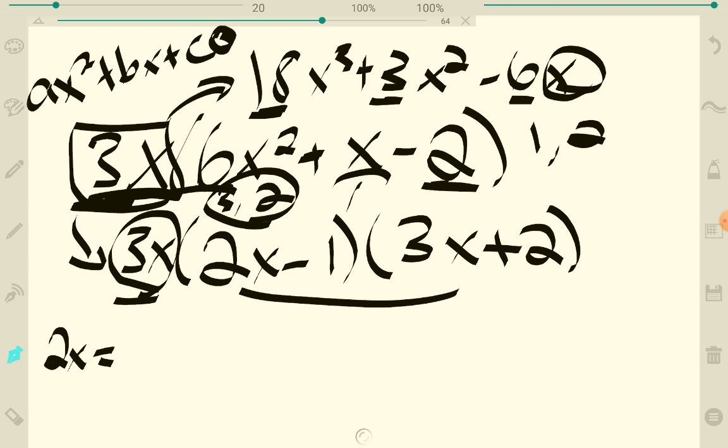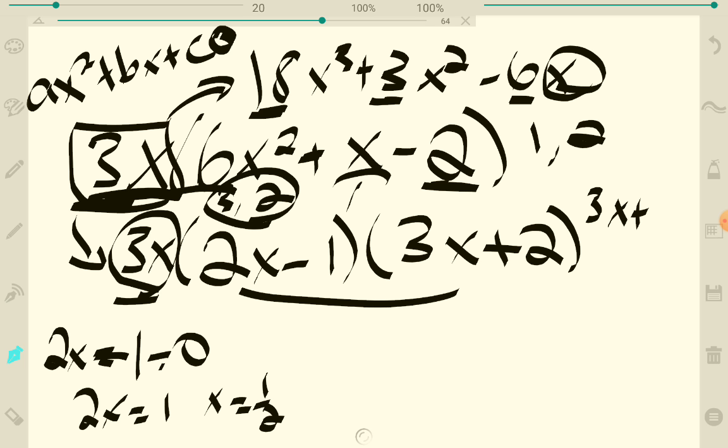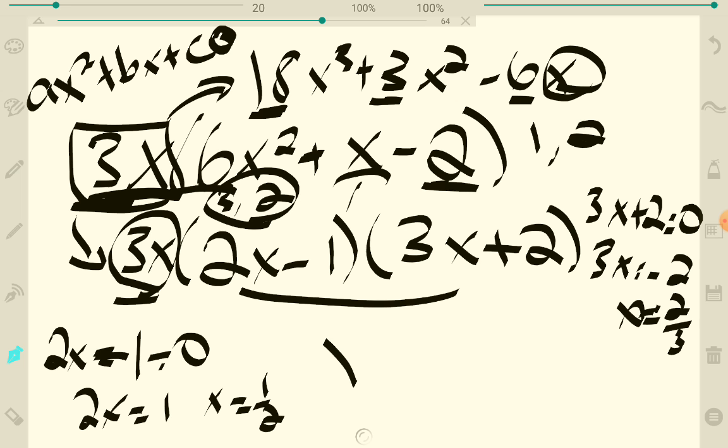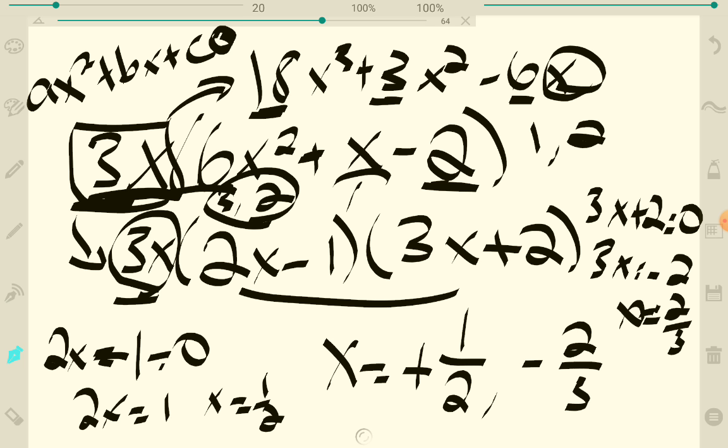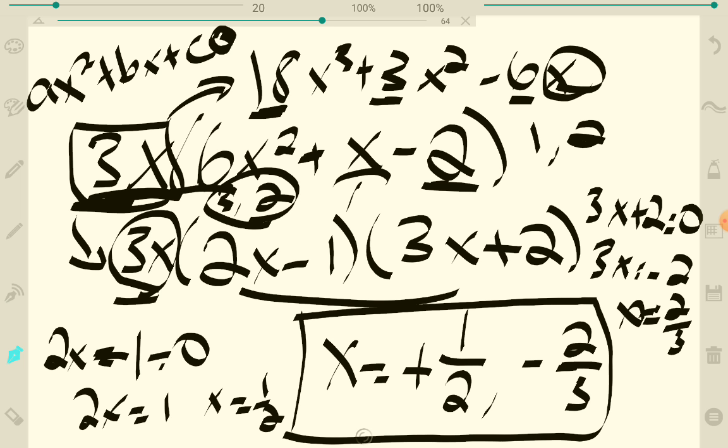And we do the same process, and ignore this 3x because it doesn't matter. So 2x minus 1 equals 0, 2x equals 1, x equals 1/2, and 3x plus 2 equals 0, 3x equals negative 2, and x equals negative 2/3. So x equals positive 1/2 and negative 2/3. This one is a little trickier, but we can still do it with factorization over here.